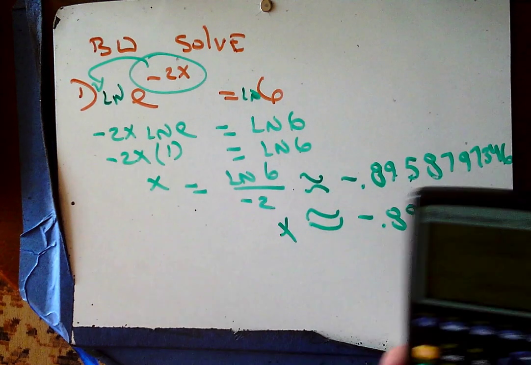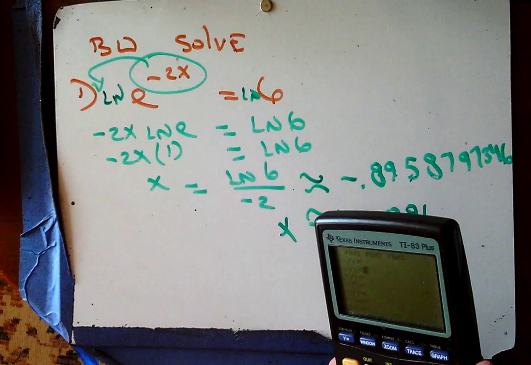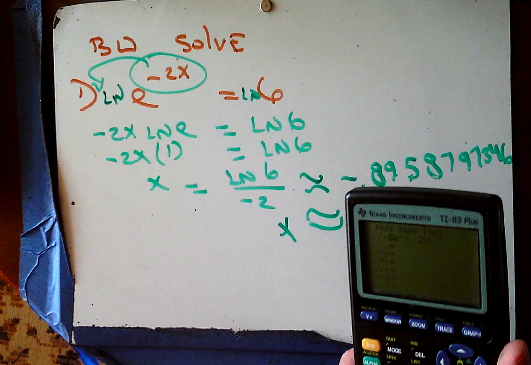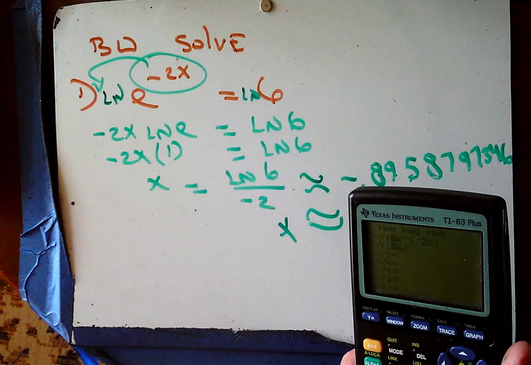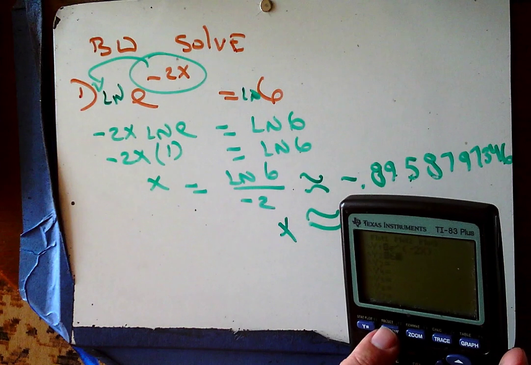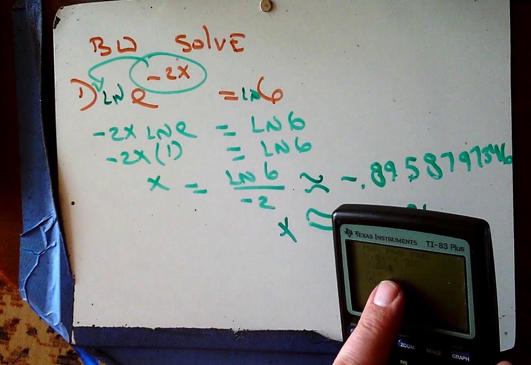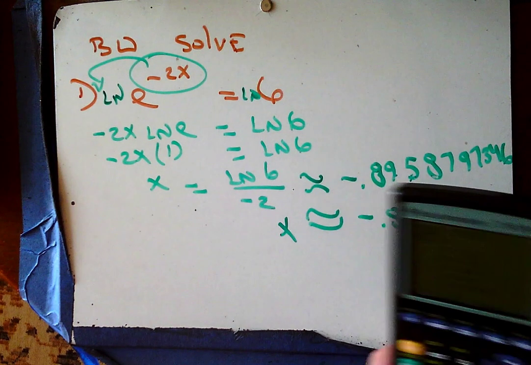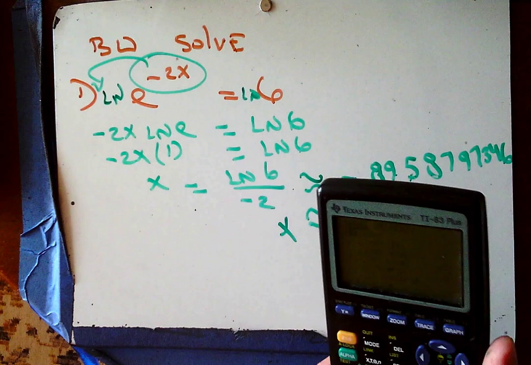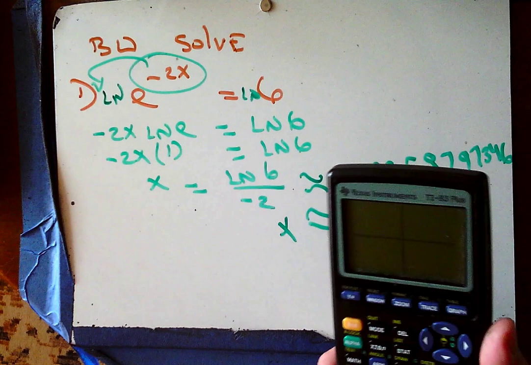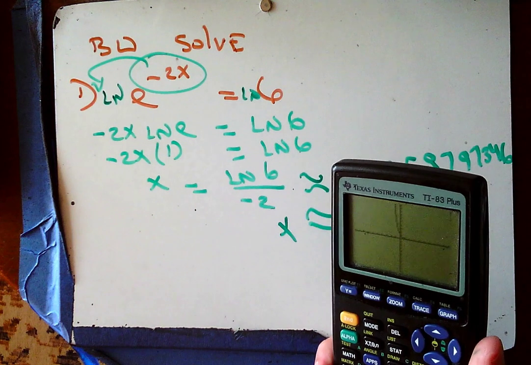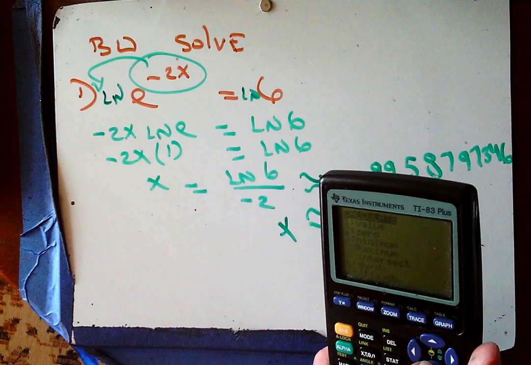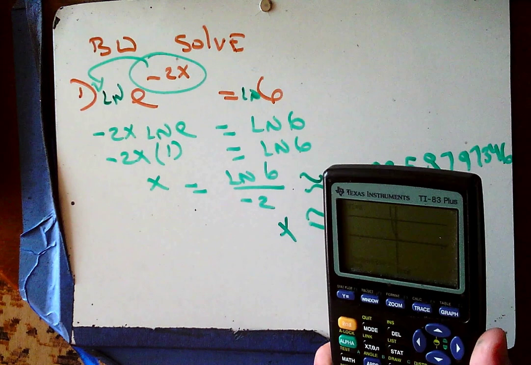We could also solve this equation graphically by putting e to the negative 2x in y1 and 6 in y2. We probably want a viewing window that includes the y value of 6, so I think standard might work. The answer is certainly within our standard viewing window. Let's see what happens when we graph this. Second, calculate, intersect.